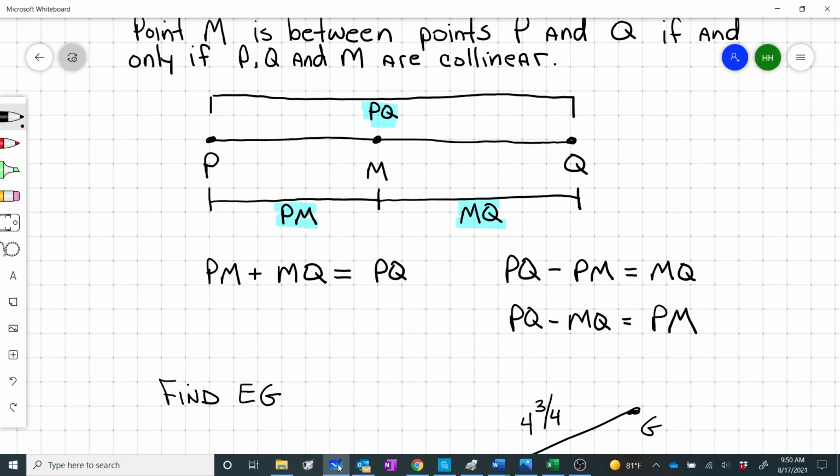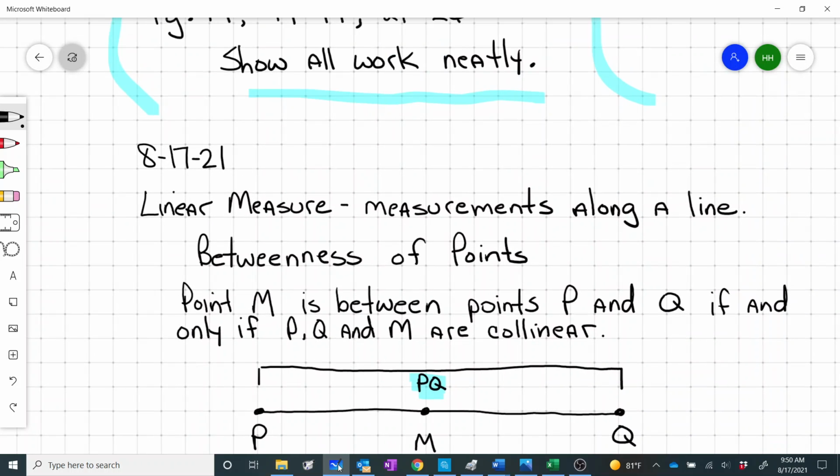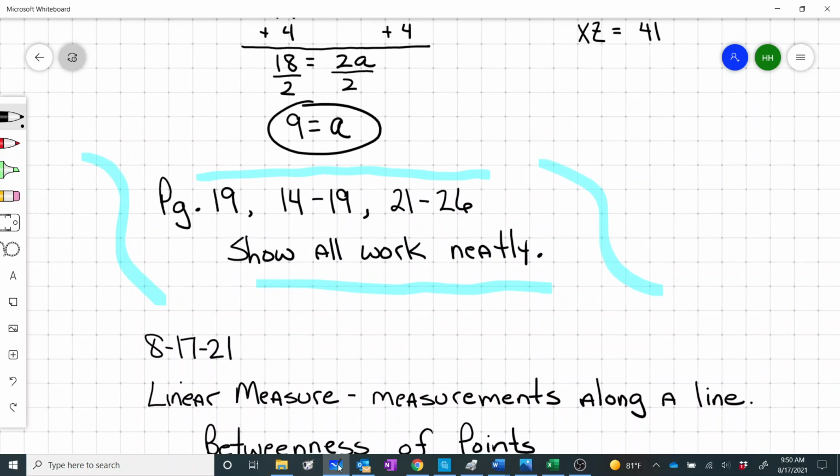Alright, your assignment for today goes back to this right here, this page 19. Your assignment for today is page 19, problems 14 through 19, and problems 21 through 26. You're going to show all your work very neatly on a clean piece of paper. You don't want to turn your notes in, okay? Page 19, 14 through 19, and 21 through 26. Feel free to take a picture of the textbook if you want to or need to.